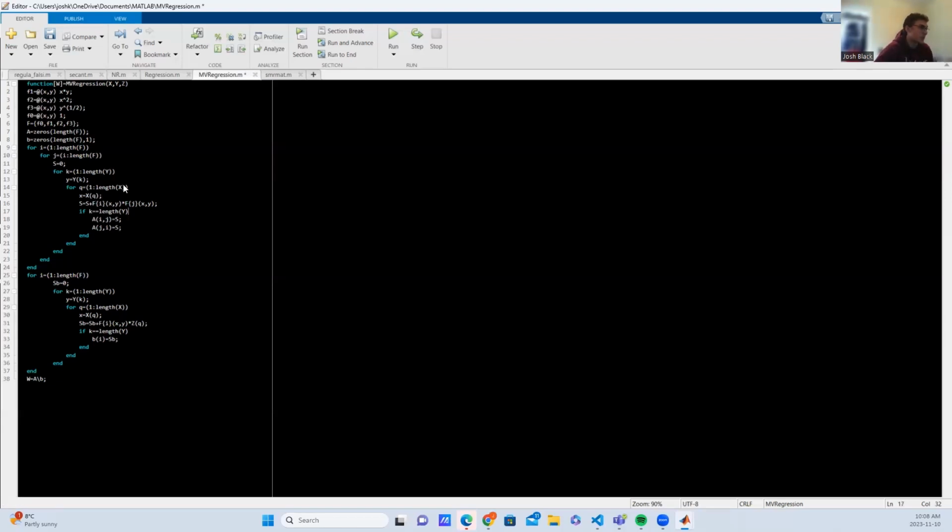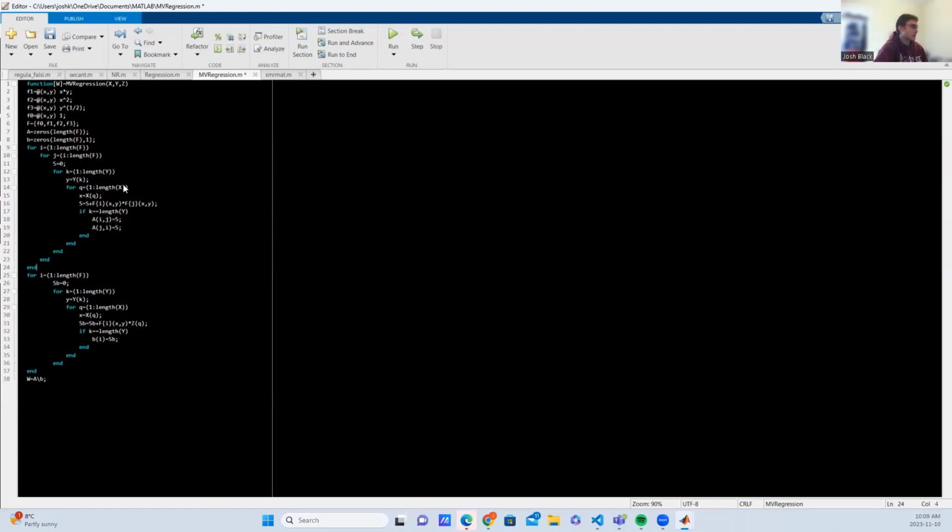Now, this is important. If k is equal to the length of y, so if k is done iterating, then we're going to update our a values. So if k is on the very last iteration, it does all its sums. We update our a values to be, so aij is s, aji is s, and then what it's going to do is it's going to pop back up to the for loop, j is equal to i plus 1, the next j value.